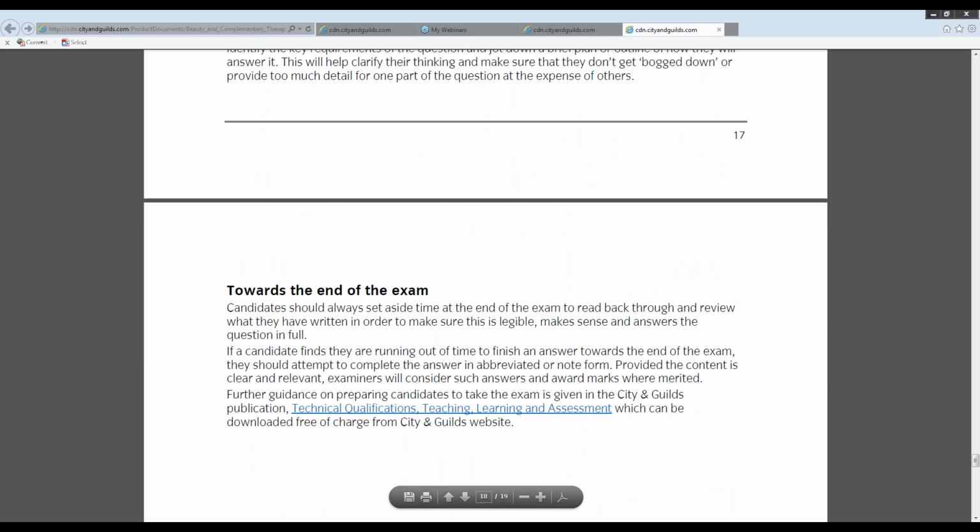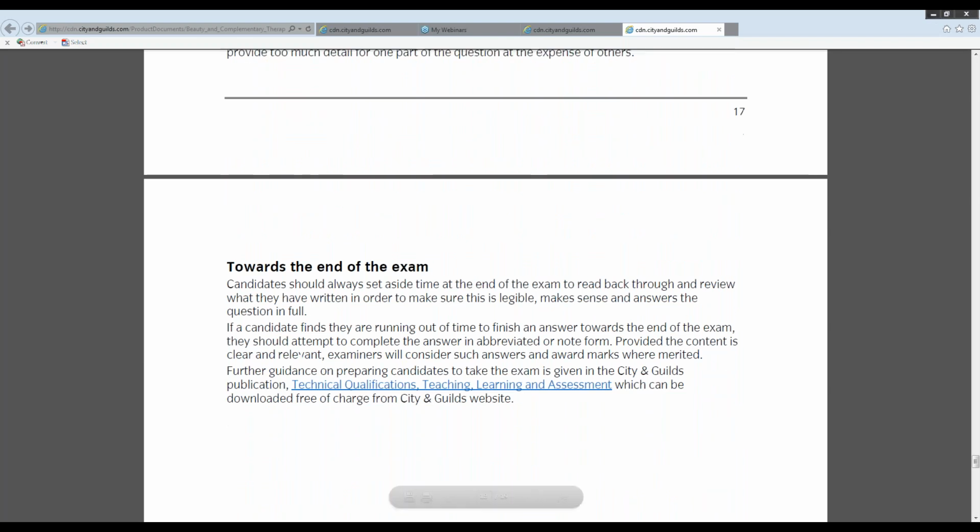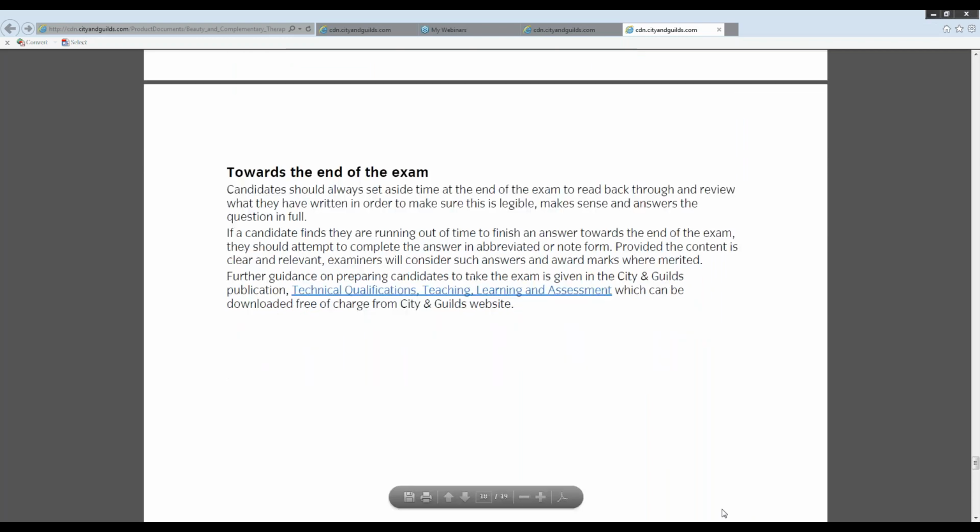And again, what to do towards the end of the exam. Please make sure they stay in there for the duration of the test. Making sure they set aside time at the end of the exam to read back and review their questions. Making sure that this is legible, makes sense. Making sure that they've read the question and answered the question in full.